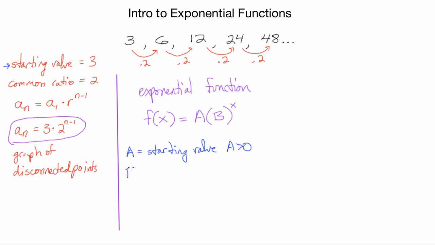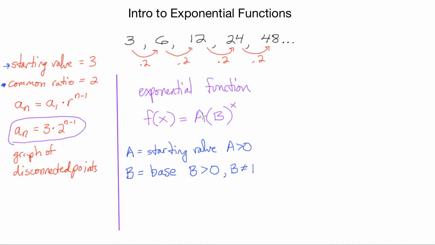Okay, b. B is called the base, but it is essentially the same thing as the common ratio. B is that number we're multiplying by. That's why it's got the exponent for x. So b is my base. It's what we're repeatedly multiplying by. And b, guess what? B also has to be greater than 0. I can't have b be negative. It's kind of an interesting function, but it's not an exponential function. So b has to be greater than 0, and b can't equal 1.